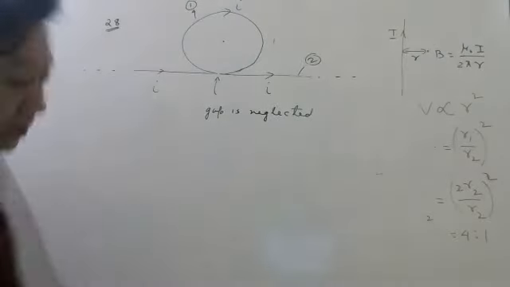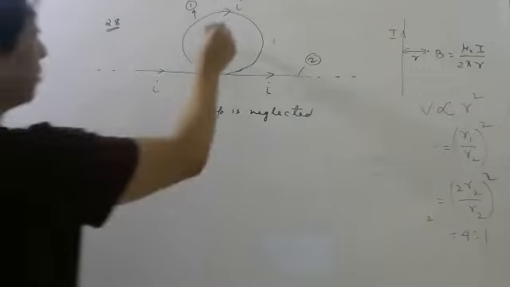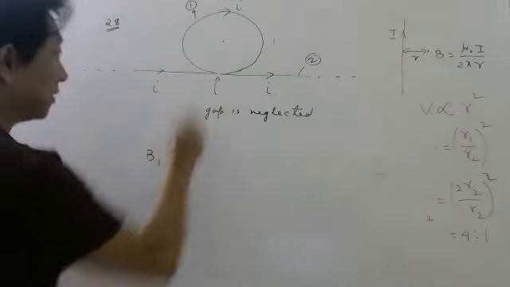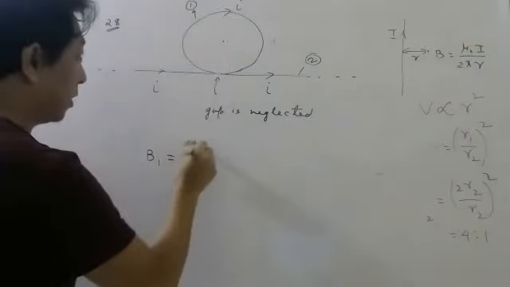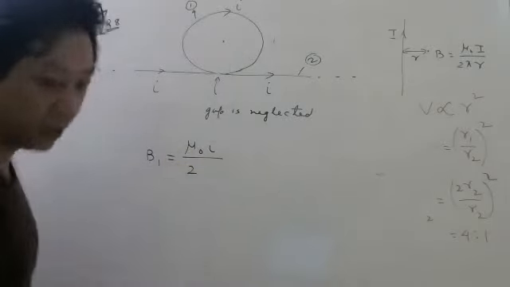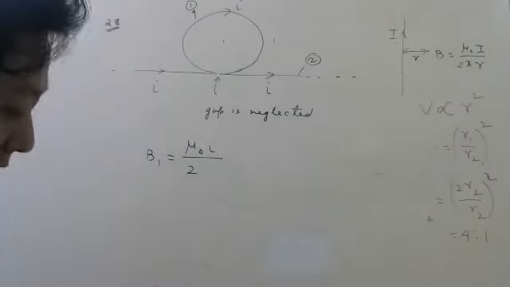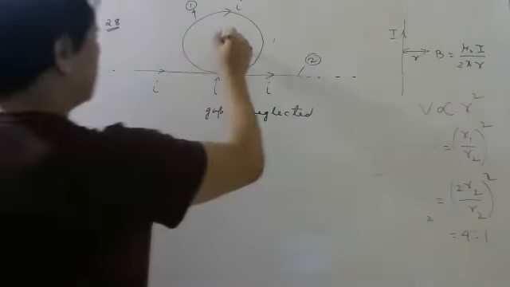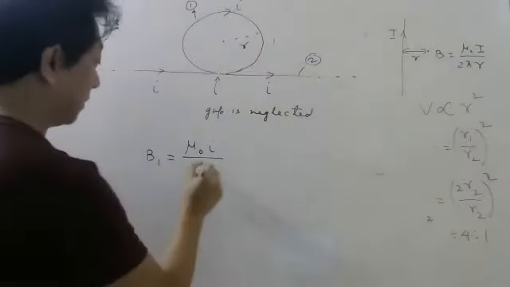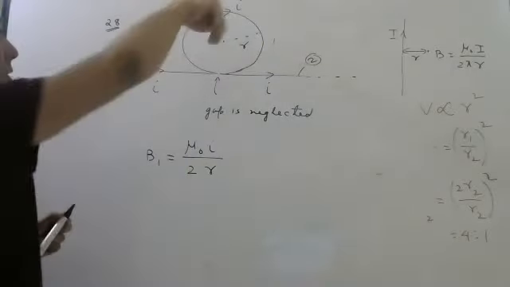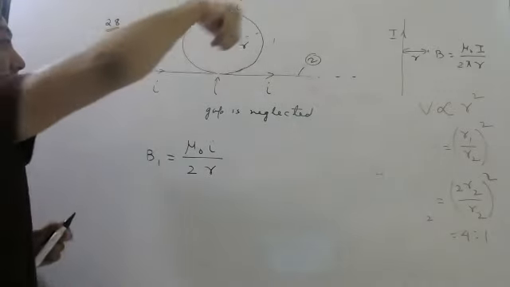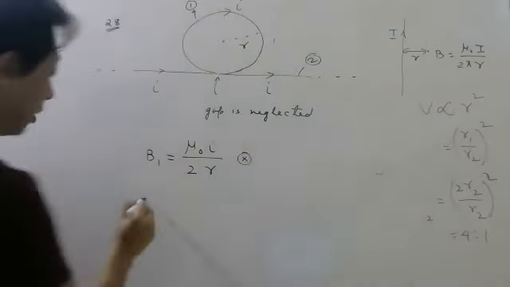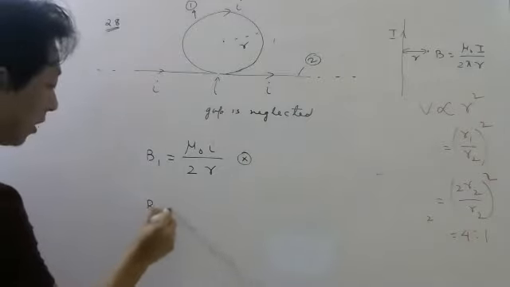So let us calculate at this point. Due to this circle, what will be the magnetic field? Since it is circular, mu naught I by 2 radius. What is the radius symbol they have given? Small r. So the radius is small r. Direction will be where? Into, right? So the direction is into.